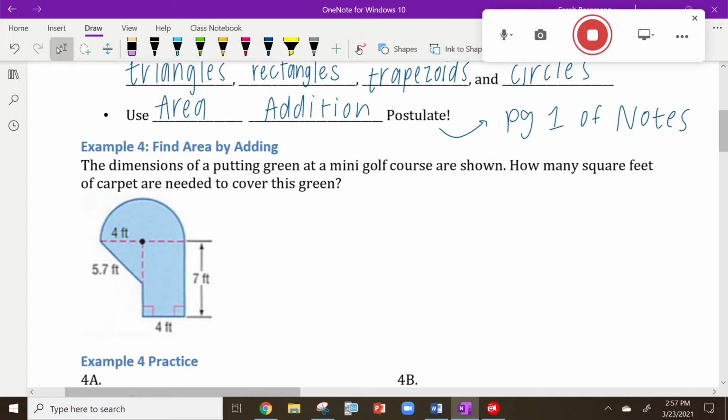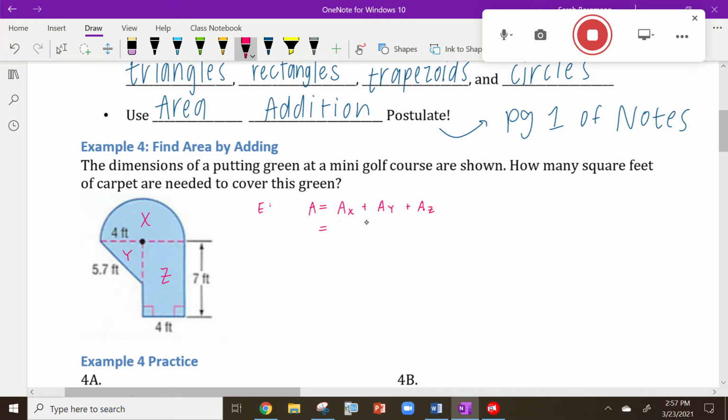So the first thing we want to do here is split up this composite figure into smaller basic regions. So I will look at this region X. This is a half of a circle, so it's a sector with a central angle of 180 degrees. I'll look at this section Y, this is a triangle, and this section Z. So in order to find the equation, I know that the area of this composite figure is going to be the area of X plus the area of Y plus the area of Z.